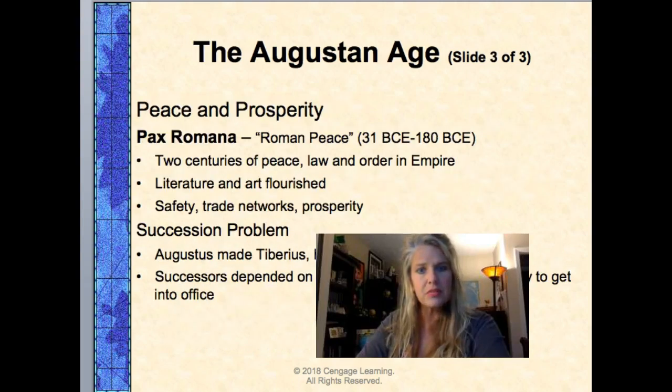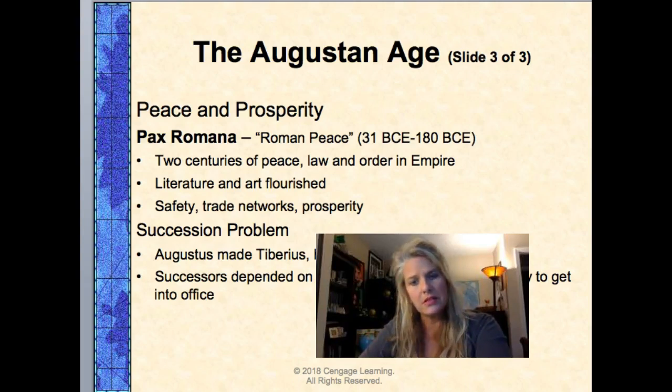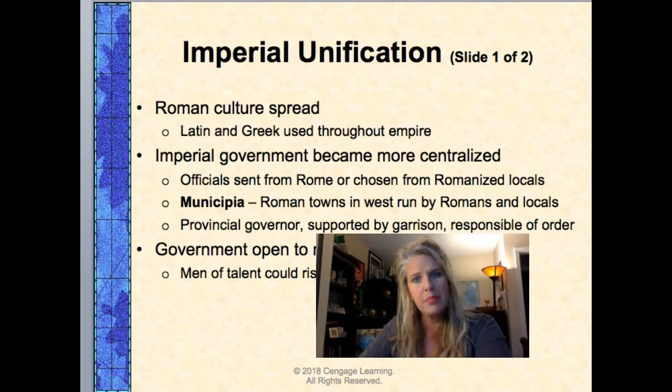The Augustan age, peace and prosperity. Pax Romana is the Roman peace. 2 centuries of peace, law, and order in the empire. Literature and art flourish. Safety, trade networks, prosperity. Augustus made Tiberius, his son-in-law, the successor. Imperial unification. Roman culture spread. Latin and Greek used throughout the empire.